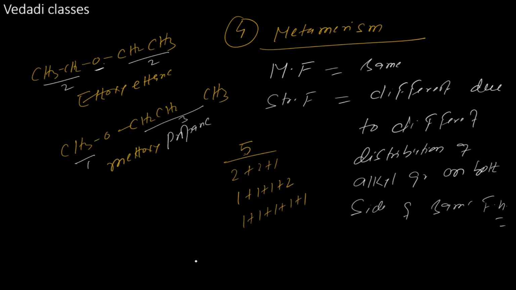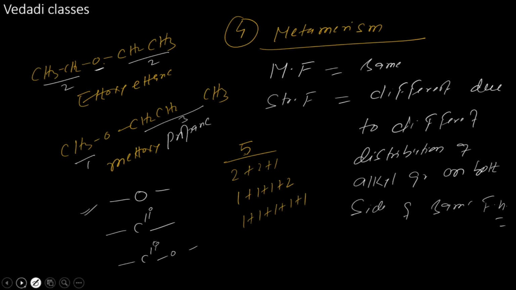Metamerism is only possible between those which have terminals. Terminals means it is possible between ethers, between ketones, between esters, like this, where both the terminals, both the ends, are open. So metamerism is possible in those cases only. It is not possible everywhere. So I would like to give you some examples.